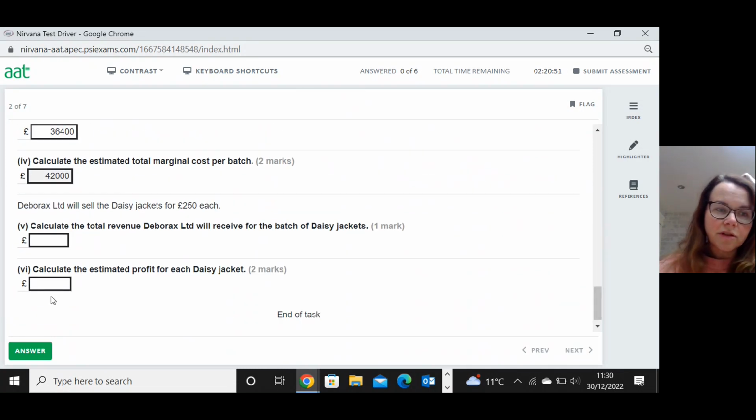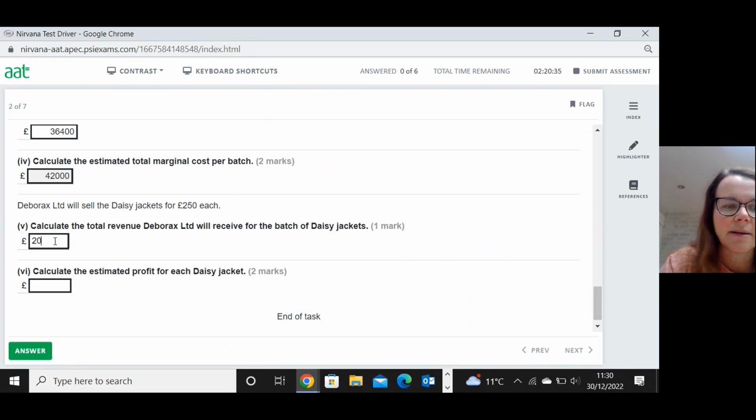Calculate the total. Oh, sorry, I missed a bit. Deborah's Limited will sell the daisy jackets for £250 each. Calculate the total revenue they will receive. Well, if they're going to sell 800 jackets, 250 times 800 is 200,000.